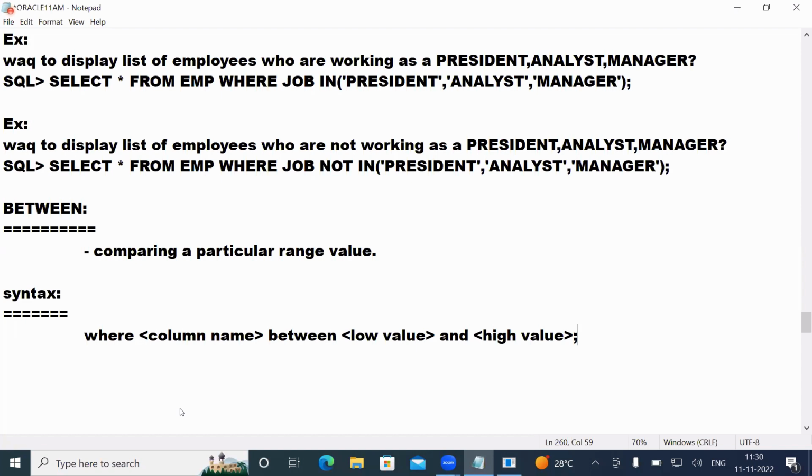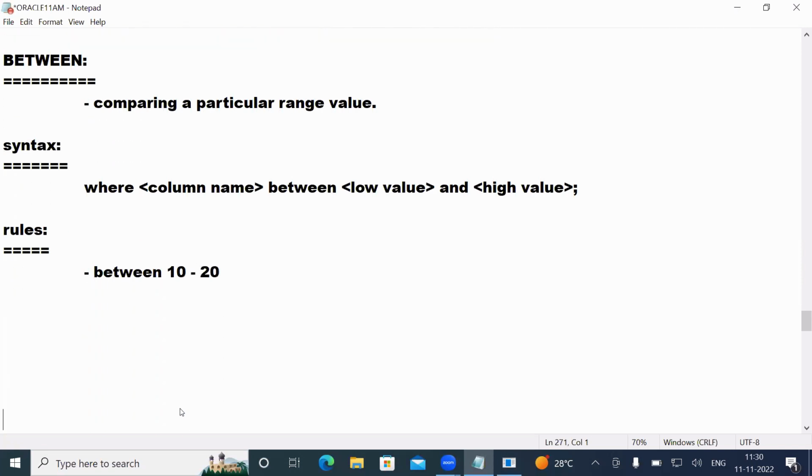Okay, and when you want to work with the BETWEEN operator, there are some basic rules you need to remember. Suppose I give BETWEEN 10 to 20. Whenever I give 10 to 20, so many people expect 11, 12, and so on, up to 18 and 19. Yes or no? So many people expect that 11 to 19 will come, sir.